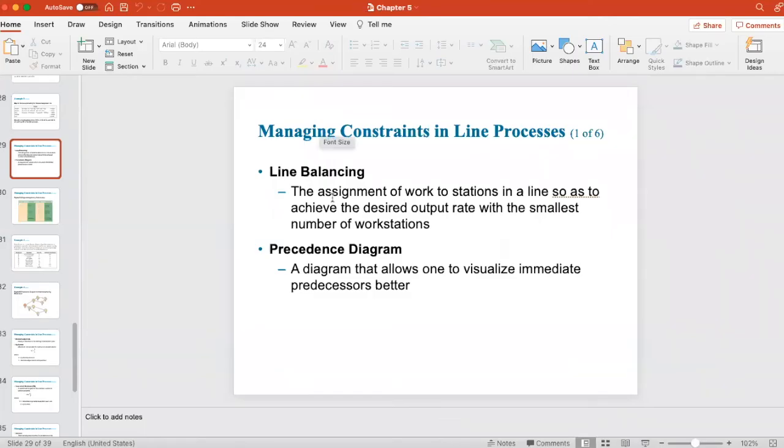Now let's continue. In this specific section, we would like to introduce how we use the theory of constraint to manage within the line process.